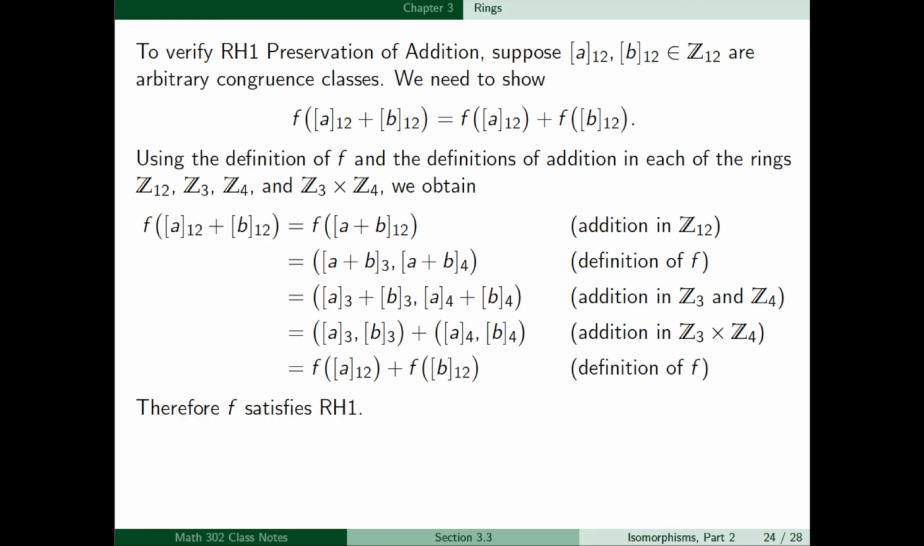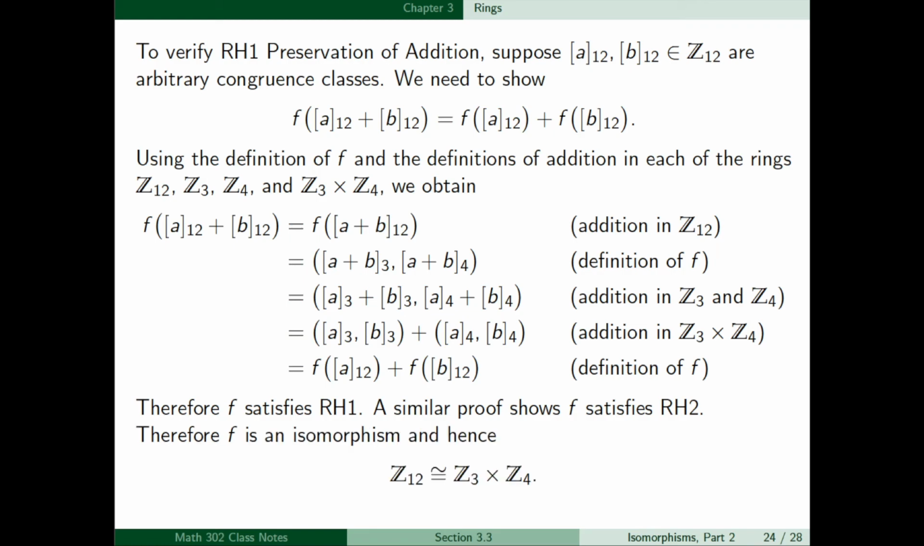And so with that correction, this shows that F satisfies RH1, and a similar proof will show that F satisfies RH2, and therefore F is an isomorphism, and hence Z12 is isomorphic to Z3 cross Z4.